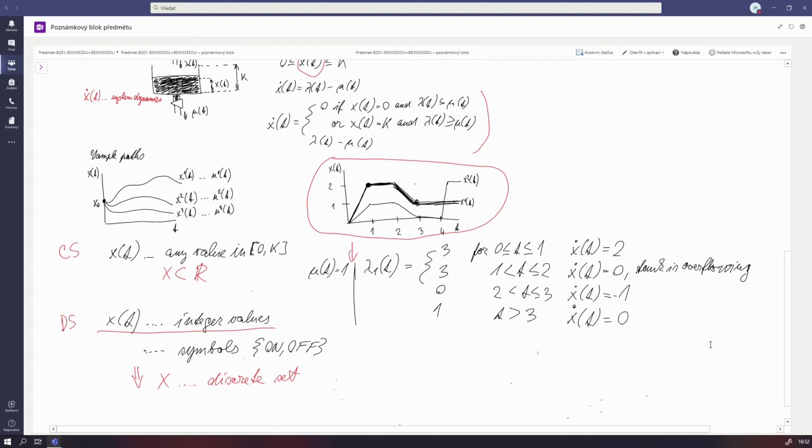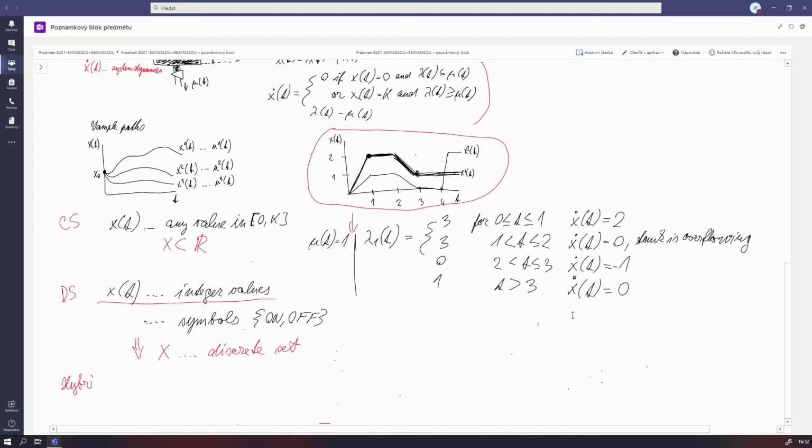We can have also hybrid models, where some state variables are discrete and some are continuous.